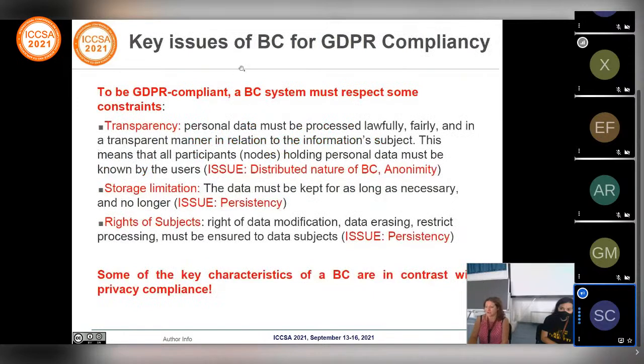But some other issues of blockchains have to be faced and considered. In particular, transparency, storage limitation, and rights of subjects. Some of these key characteristics of a system based on blockchain are in contrast with privacy compliance.